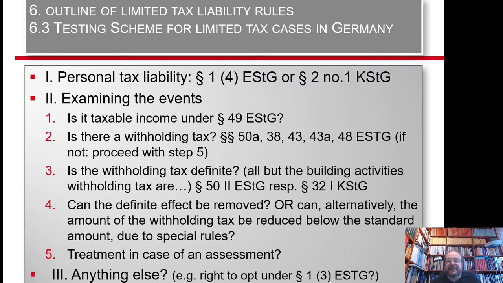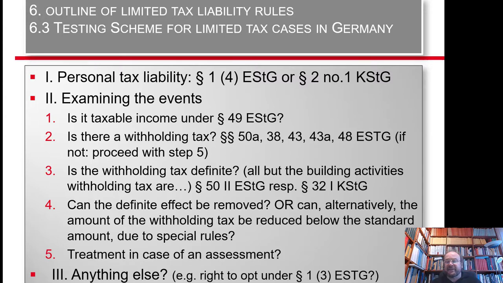Somebody runs a business in Germany by a shop. 49, 1, number 2, letter a. Look it up, by the way, from time to time at home when you have some time. A shop would be taxable income under 49. Then the next question is, how is the tax computed? Via a withholding tax or not, or via assessment?